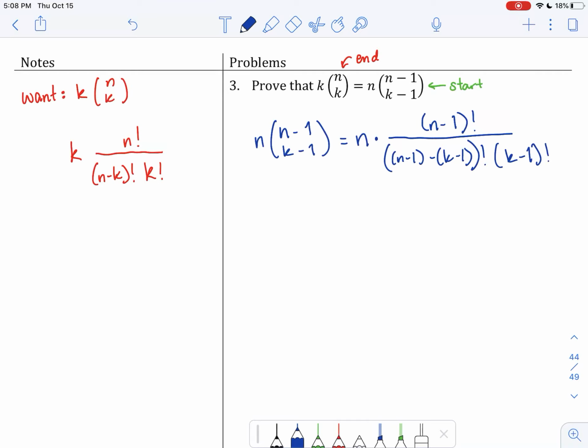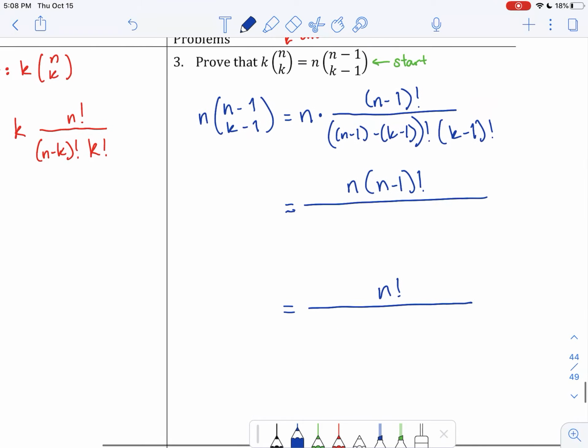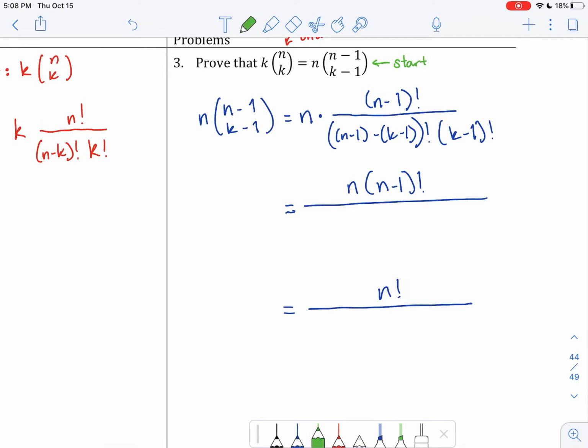And here's a really important fact about factorials. When I multiply these together, you get n times n minus 1 factorial. Well, n minus 1 factorial times n is n times n minus 1 times n minus 2 all the way down. So my numerator, when I simplify, is n factorial. And if you need a little convincing, you can write it out: n, n minus 1, n minus 2, down to 2 times 1. This is by definition n factorial.